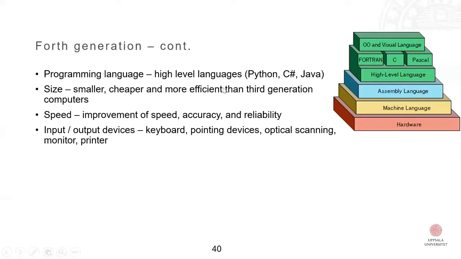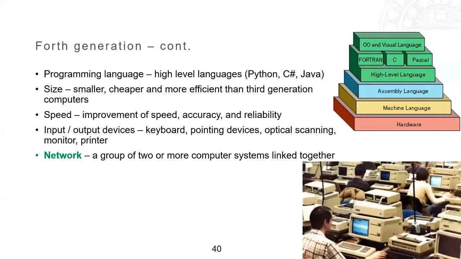The size of computers in this generation, of course, was smaller compared to the previous ones, and they were cheaper, more efficient, and faster. For input-output devices, we still had keyboards, but we also had new pointing devices, optical scanning devices, and monitors and printers.